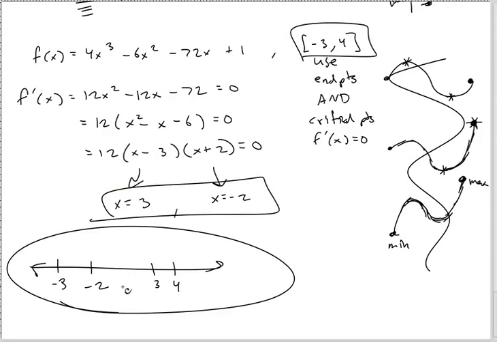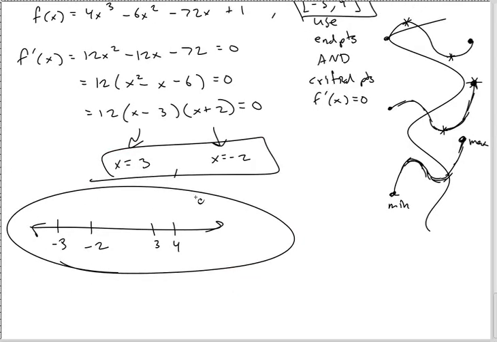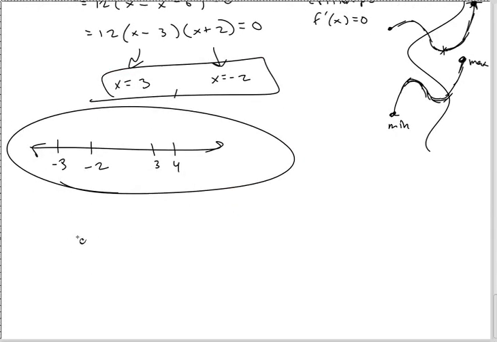So what do we do now? These are all possible answers, but which ones are they? What I'm going to do is just test each one. You go f of each value. You plug it into the original, not into the derivative. You plug it into the original, and you see what you get out of it.